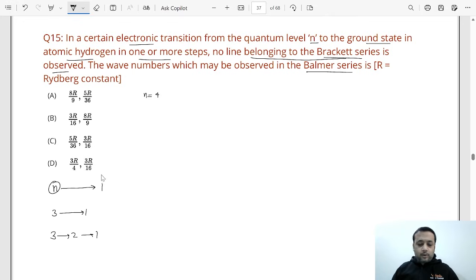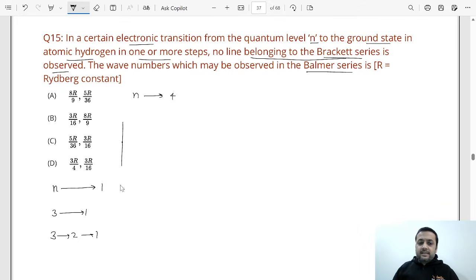I'm talking about when the transition happens from a higher value to n equals to 4. That means from higher n to 4. If this transition happens, then this will be called Brackett series. That means if the value of n is higher than 4, for example 5, 6, 7, then definitely this transition is possible, and you will get Brackett series also. But the question is saying that no line belonging to Brackett was observed. That means n could not have been higher than 4. So n was either 4 or 3 basically.